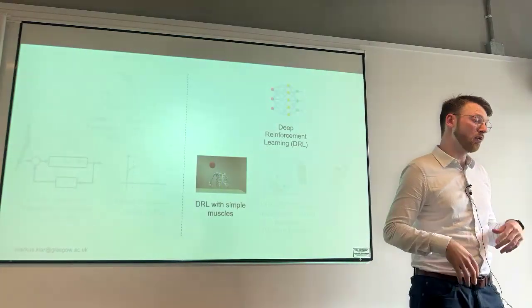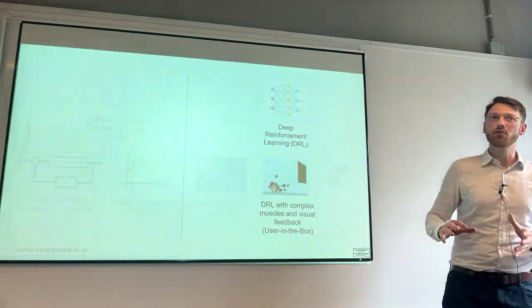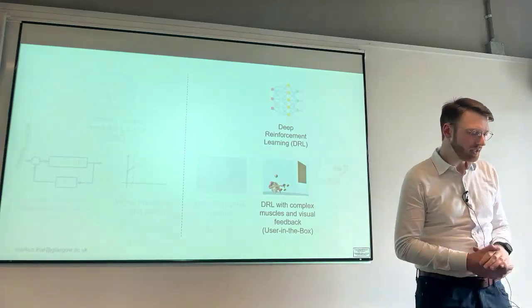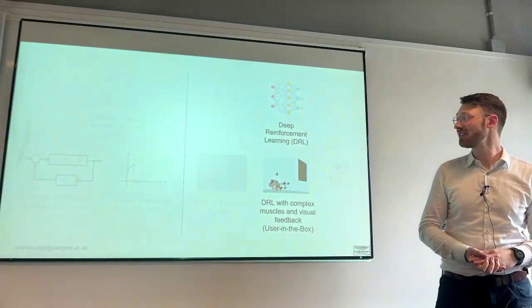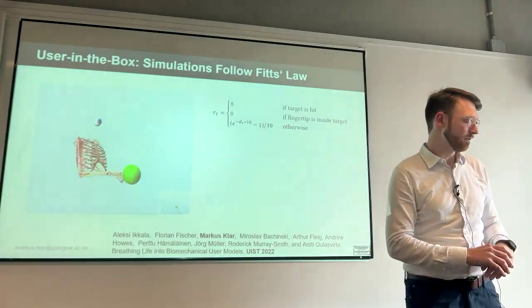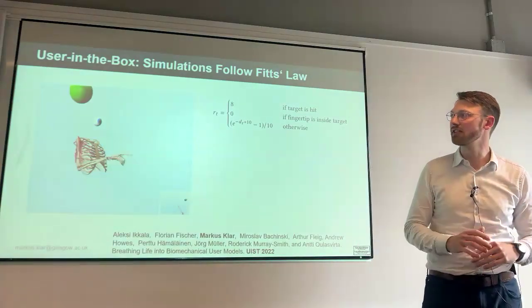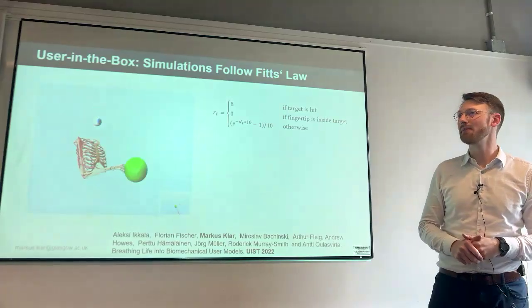But to fix these problems with the model, we then went on to use a bit more advanced biomechanical model. And this is also the first work that we've done with the User-in-the-Box project. There we have a more complex muscle model that you can also now see, and the agent is directly controlling these muscles.